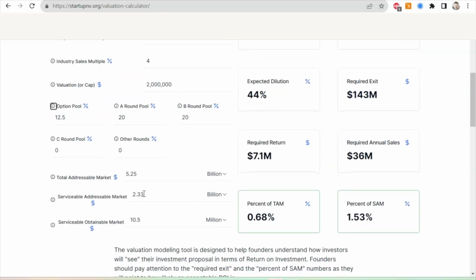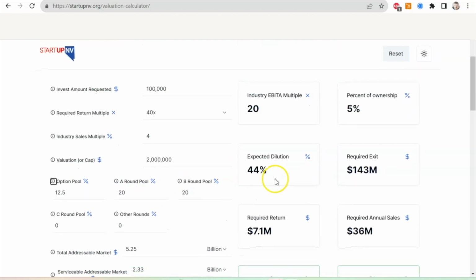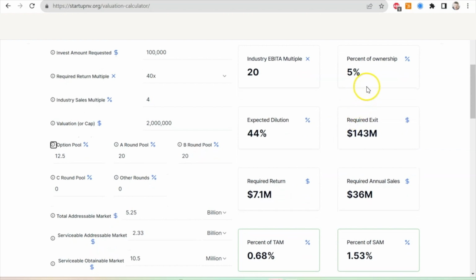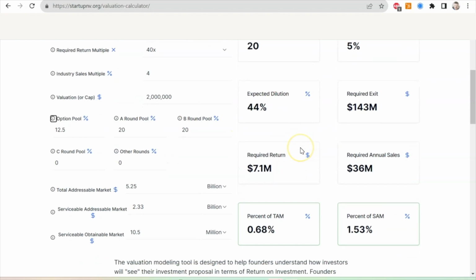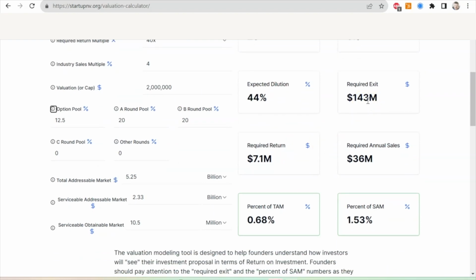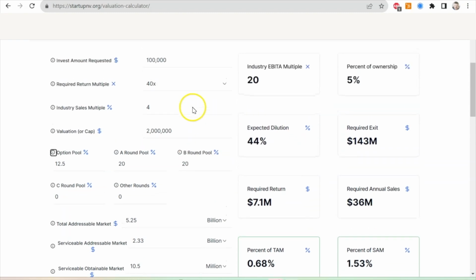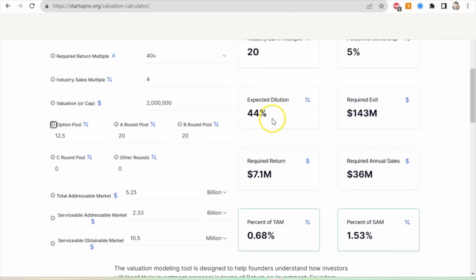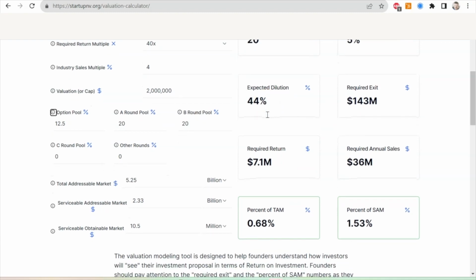The TAM and the SAM, you can research from the top down. The serviceable obtainable market or your 3 to 5 year sales forecast should be from the bottom up. When you've entered all of those numbers, it will calculate a bunch of the things that you see here on the right, including what percentage of ownership the investor will get based on the $100,000 at a $2 million valuation. It calculates the required exit for the founder to get their 40x return. And it also calculates the expected dilution as you raise more money over the course of your journey as a founder and as a company.